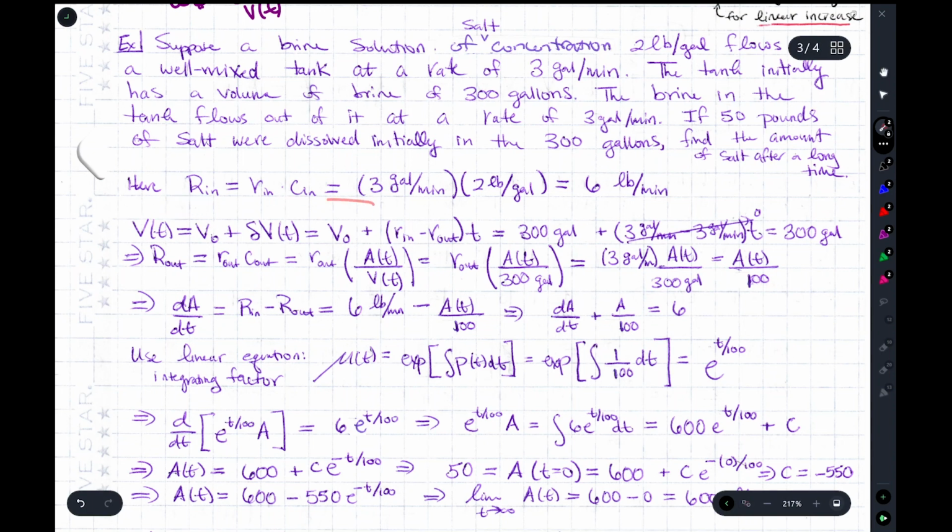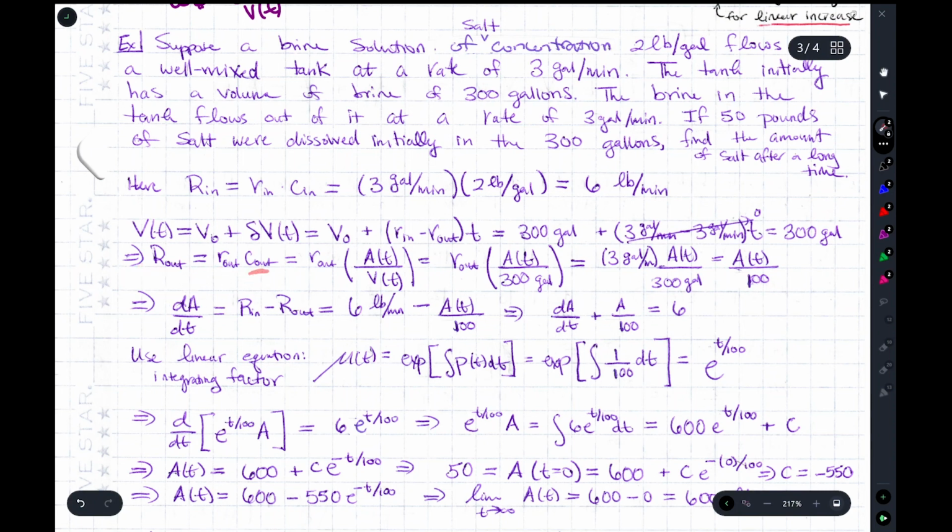All right, so we just solve this problem by looking at our parameters here. Capital R in is r in times the concentration in, and we're given that in the problem. So the flow rate of the brine in is 3 gallons per minute. The concentration of that brine is 2 pounds per gallon, and we get that 6 pounds of salt are flowing into the tank every minute. V of t, the volume, is V naught plus delta V. This is pretty straightforward because r in and r out are the same. So you get the cancellation there, that's just 0. And we get a constant volume of 300 gallons. So there's always 300 gallons in the tank because the flow rate in of the brine is equal to the flow rate out.